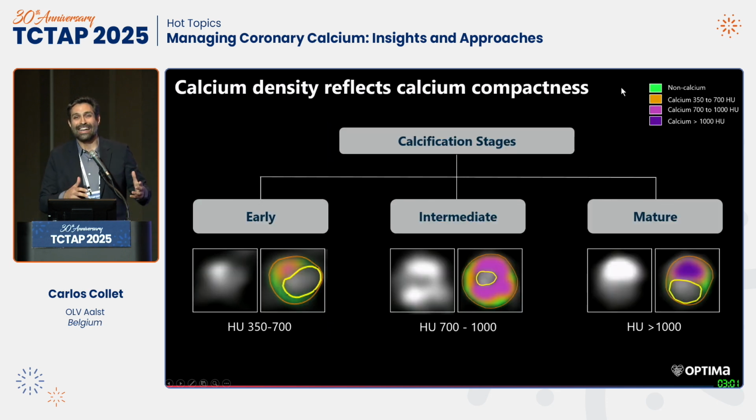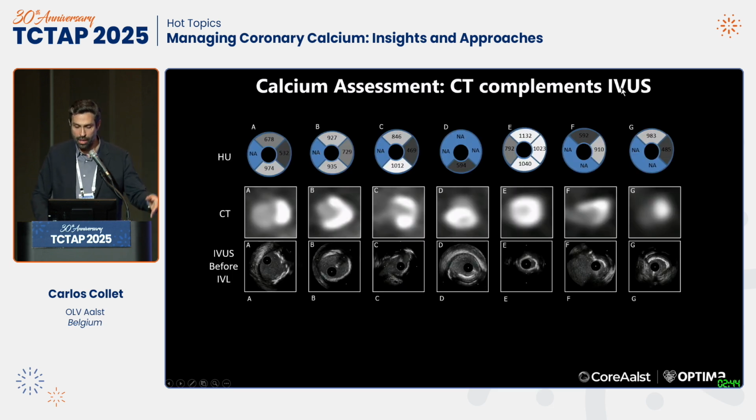Now, we can classify the calcium based on the density. We have low density calcium, which is typically below 700 Hounsfield units. We have intermediate calcium, and you have what we call very dense calcium, more than 1,000. And we have even 2K calcium, which is extremely, or in my opinion, unmodifiable. I'll show you a couple of cases, and this picture I like a lot.